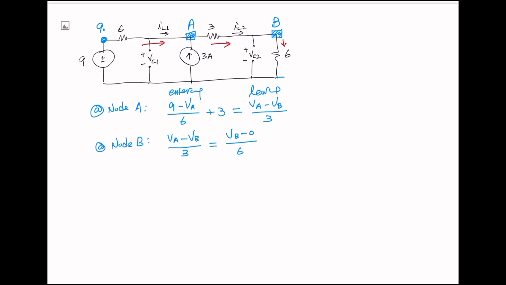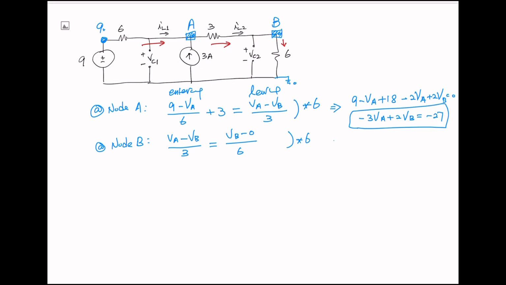And the ground is always going to be 0. So that's why we have, in the second equation, the second term, VB minus 0 over 6. Now, if you multiply by 6, we have 9 minus VA plus 18 minus 2VA plus 2VB equals 0. So I multiplied 6 for the right hand side and moved them to the left. So we have negative 3VA plus 2VB equals negative 27.